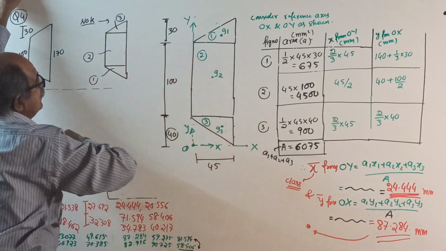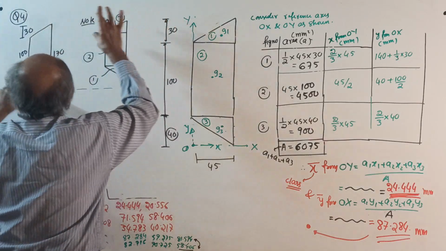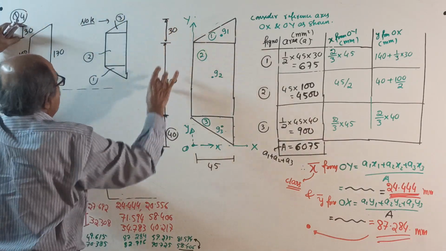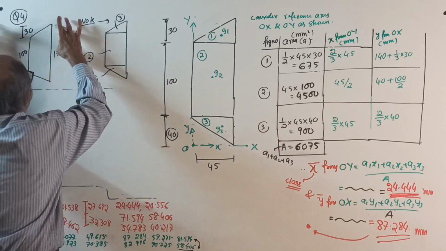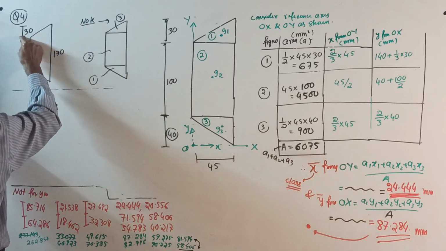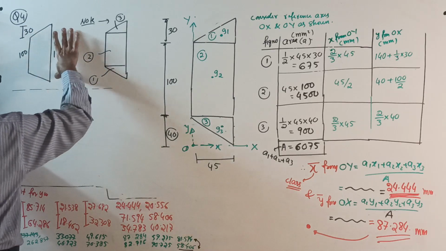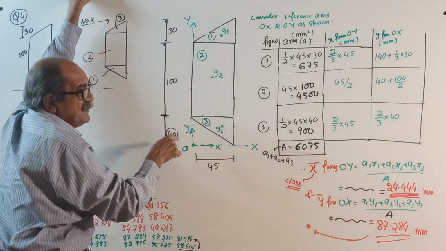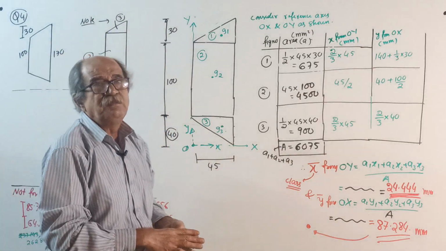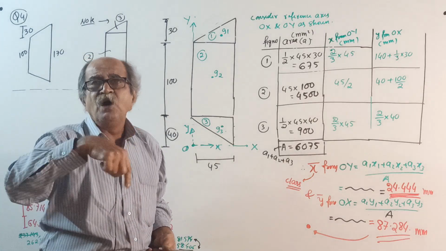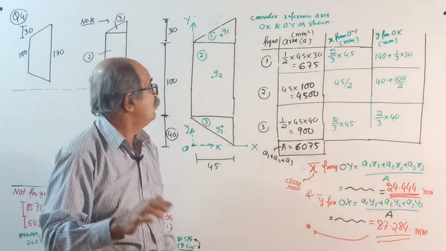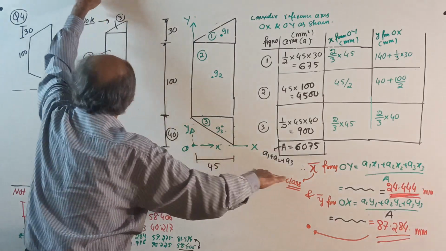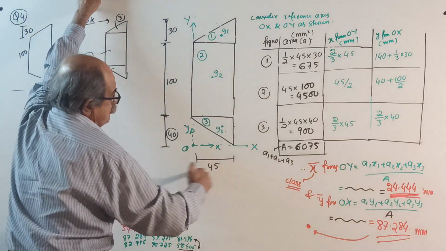1, 2, 3. Okay, now dimension 30 is given in the question. 100 is given here. This is 170. This is 30. This is 100. From 170, subtract 30 and 100, you will get 40. A circled dimension means calculated. In my class, if I enter a dimension and circle it, it means it is calculated. Now the height between them is 45.